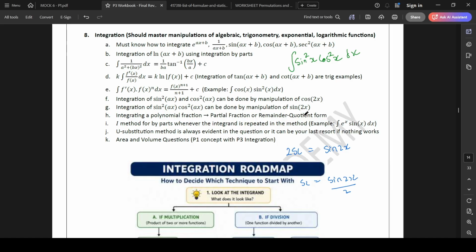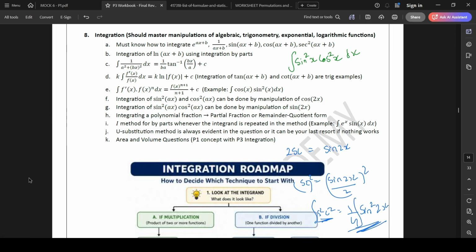Now I want to integrate sin square x into cos square x. So if I want to integrate sin square into cos square, I need to square both sides. So my sin square x cos square x will simply become 1 by 4 into sin square 2x. Now how to integrate sin square 2x? Of course, integrating the left side is the same as integrating the right side.